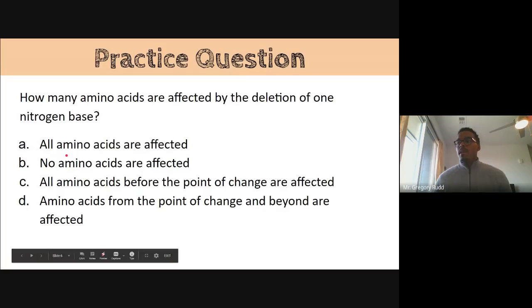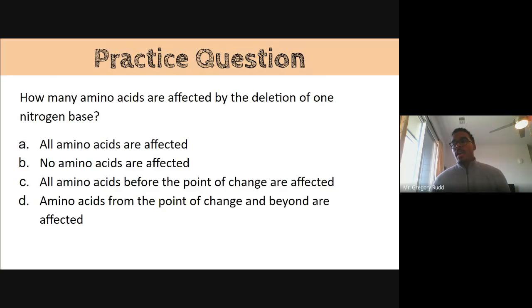One more. How many amino acids are affected by the deletion of one nitrogen base? A, all amino acids are affected. B, no amino acids are affected. C, all amino acids before the point of change are affected. Or D, all amino acids from the point or after the point of change and beyond are affected. What would you say? Which amino acids are affected by the deletion of one nitrogen base? You can answer in the chat.